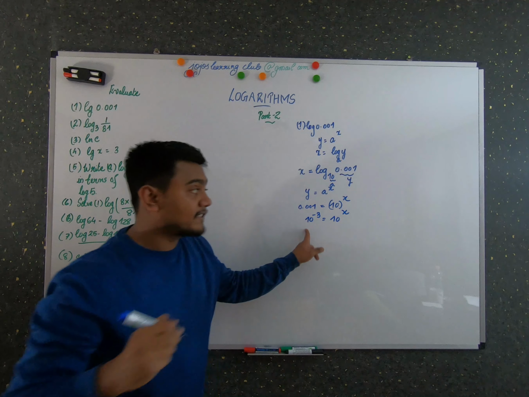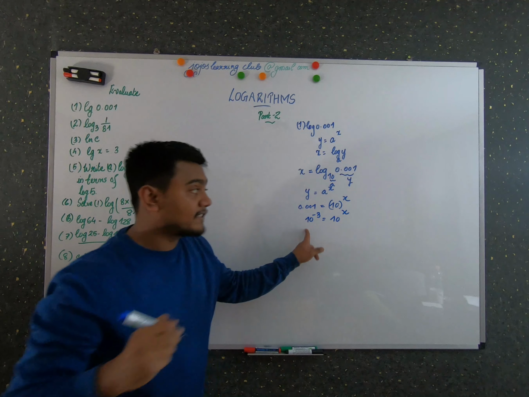Now let's do the second problem. What's the next problem? Log 3 of 1 by 81. Similarly, you can write x is equal to log 3 of 1 by 81, right? So 1 by 81 is equal to 3 raised to x, where a is 3. And what is 81? Take the factors of 81. It is 3 into 3 into 3 into 3, that is 3 raised to 4.